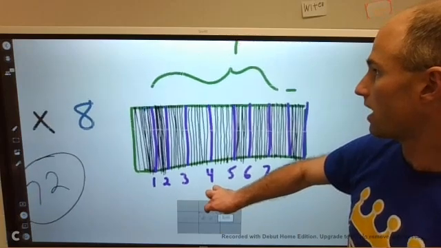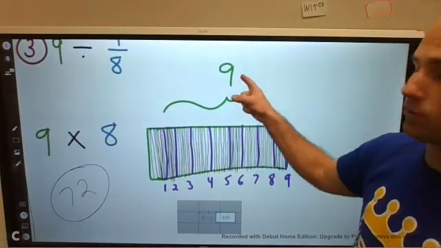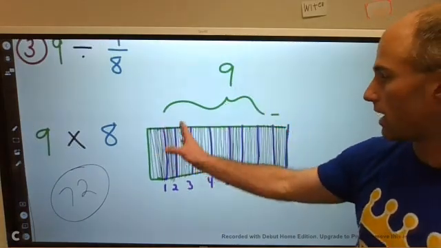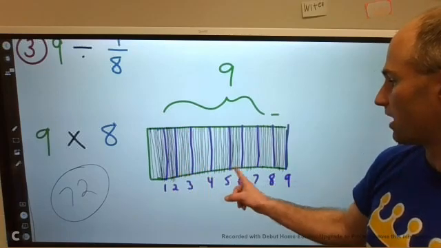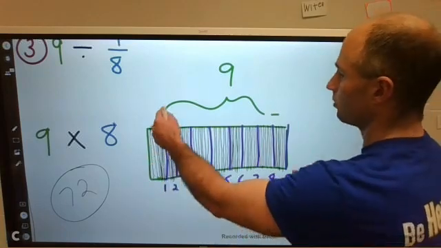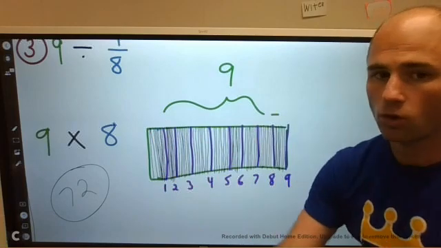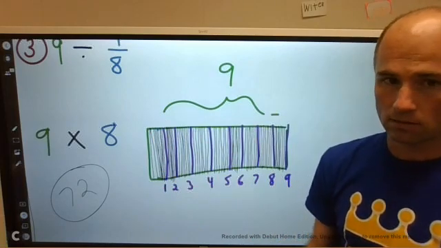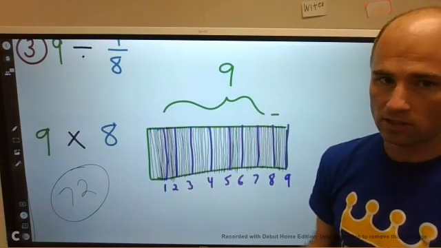So to do that, I had made a box that said it was 9. I split the box up into 1, 2, 3, 4, 5, 6, 7, 8, my 9 holes. Each hole I broke up into 8ths. And that's where I got the 72 from.